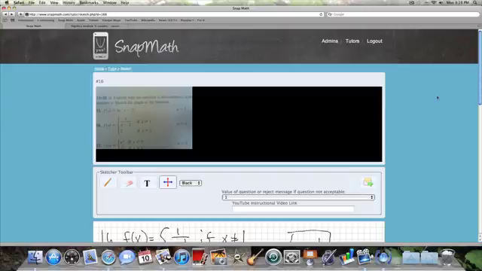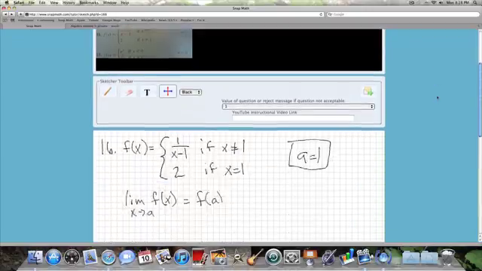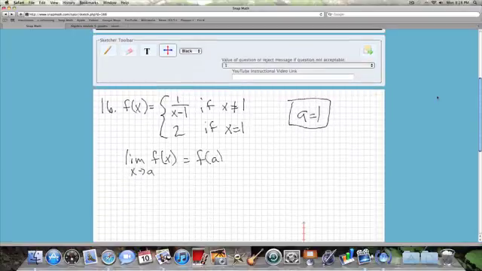Your question says, explain why the function is discontinuous at the number a and sketch the graph of the function. So to show that this function is discontinuous at a, or 1, we're going to use the definition of continuous, which says the limit of f of x as x approaches a is equal to f of a. And f of a, or f of 1 in this case, is equal to 2 from our piecewise function.